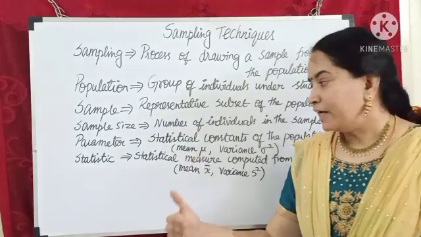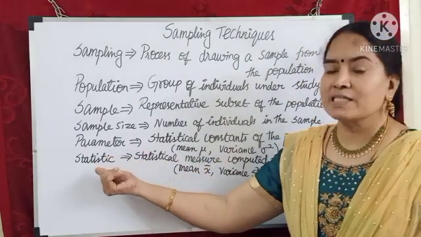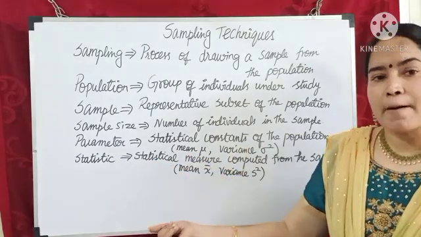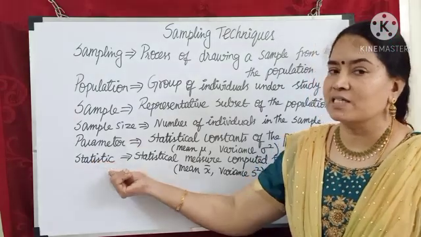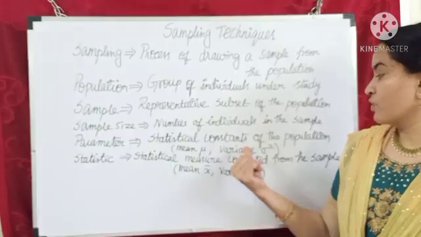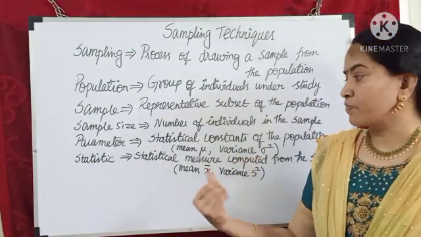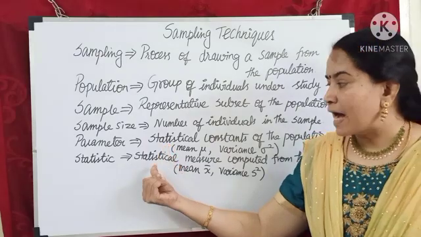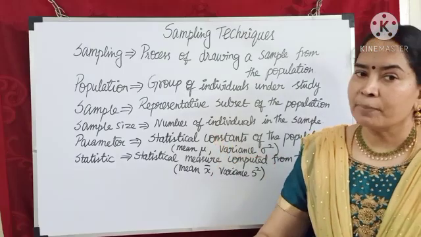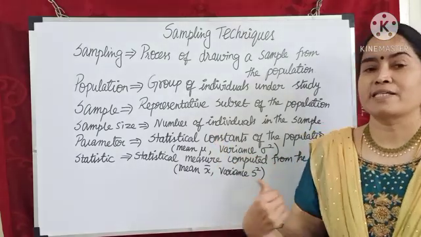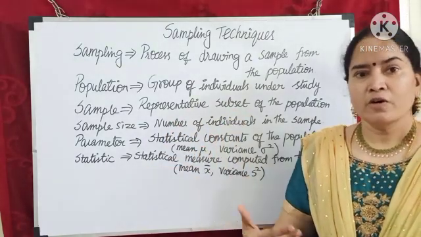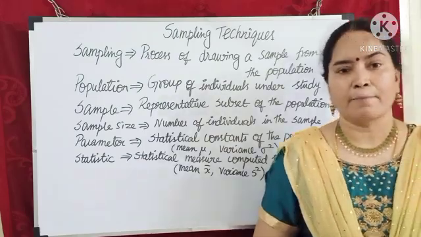Same way, I can find constants for sample also. So, the statistical measure computed from the sample that we call statistic. So, parameter the examples. Mean we can denote mu, variance we can denote sigma squared. Whereas statistic, from the sample I find out the mean, that is called x bar. From the sample I find out the variance, that is called s squared. So these are the very basic terms before we learn the methods of sampling.